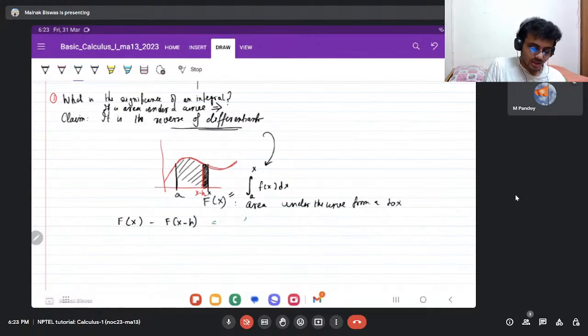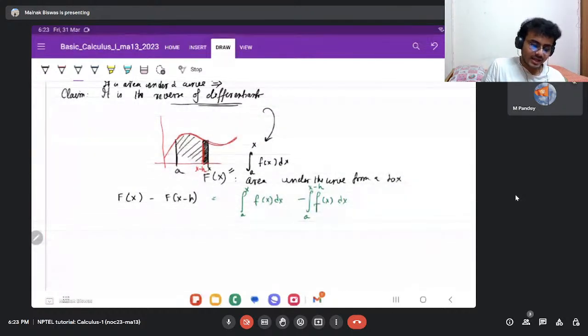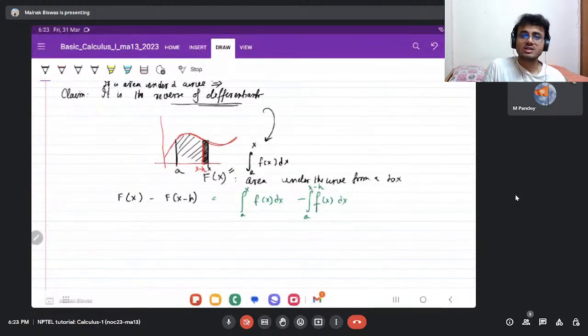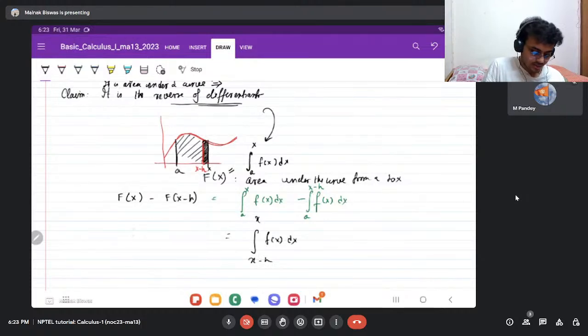So this will be the integral from a to x of f of x minus the integral of f of x dx from a to x minus h. You can see the area up to x minus h is the same, so we can leave that out and write it as the integral from x minus h to x, right? Agreed?